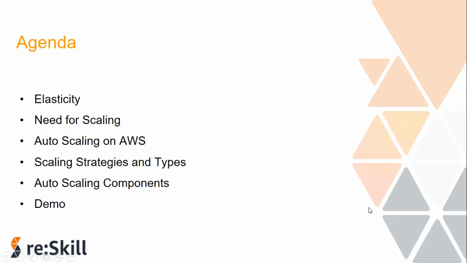So let's quickly begin with today's video. Let me tell you what we are gonna cover today. We will discuss a little bit about elasticity and the need for scaling with a few examples, and then we will see how to do the auto scaling on AWS. We will learn different strategies for it and the types of scaling that can be done. Also different components that are involved in the entire process of auto scaling, and then we will see how we actually configure the auto scaling on the AWS console.